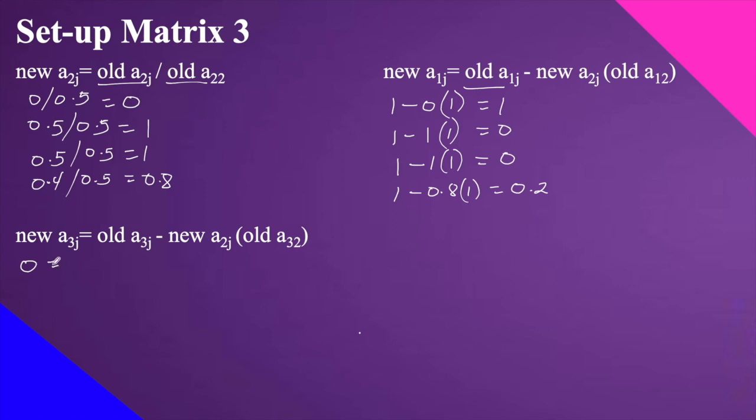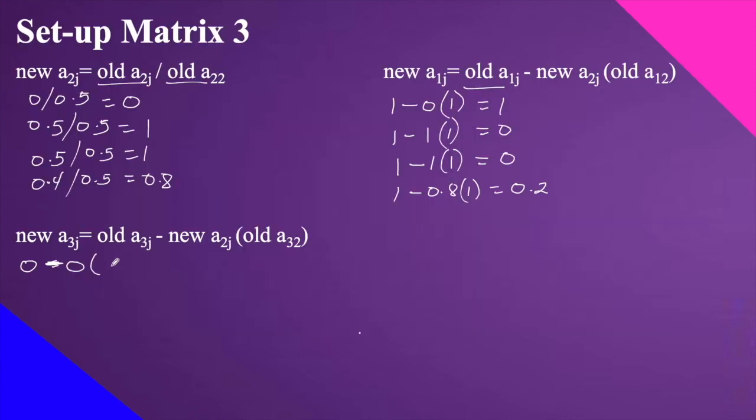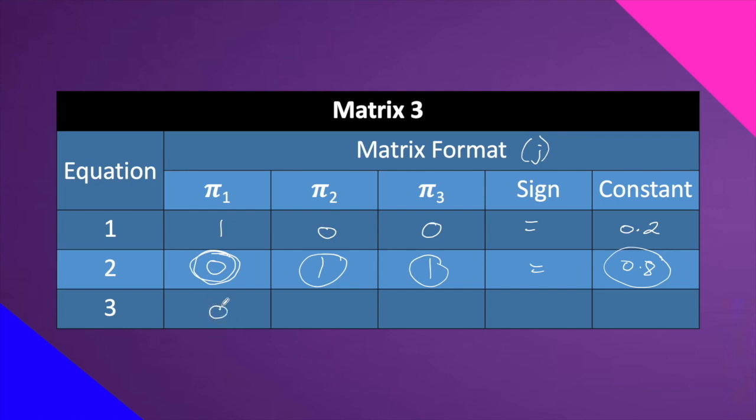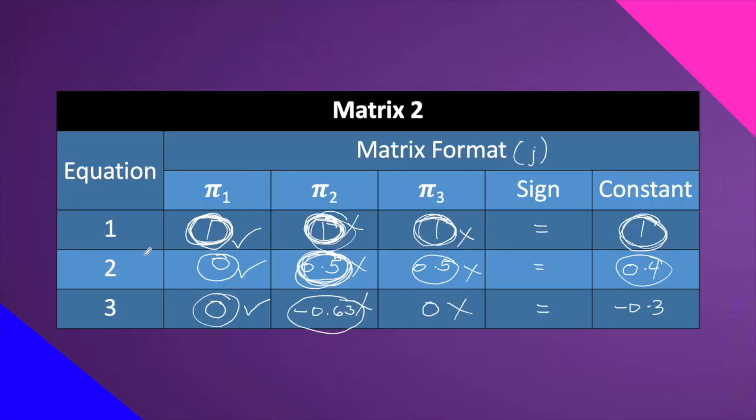Rather, 0 minus, this is minus lang guys, hindi equal, 0. Multiplied to old A sub 3, 2. So, old A sub 3, 2. Negative 0.63. So, negative 0.63. Negative 0.63, guys, multiplied to 0 is equivalent to 0. 0 minus 0 is 0. So, our answer for this is 0. Okay? Next. Old A sub 3J. So, balik sa matrix 2. 3J. Ano yung second na J natin? No, that is, our second J is negative 0.63.